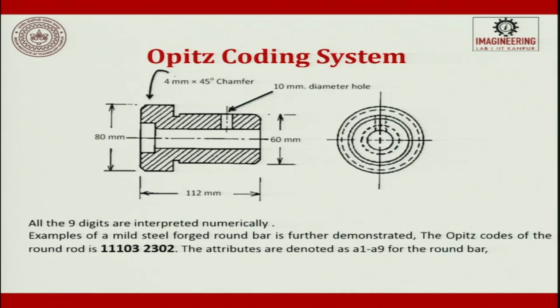When we talk about the Opitz coding system for this part, you can see this part. This part is a cylindrical part wherein it is a step turn, you have a groove which is made, and then there is a hole which is drilled.